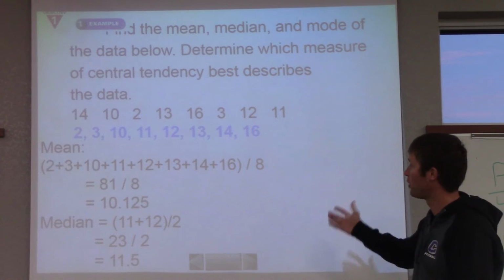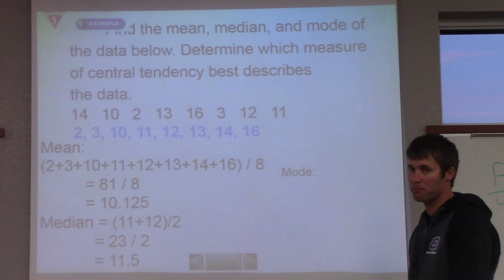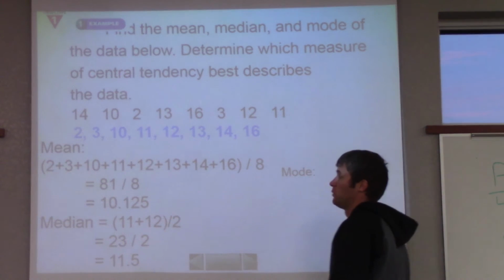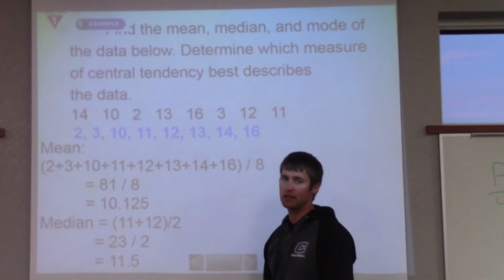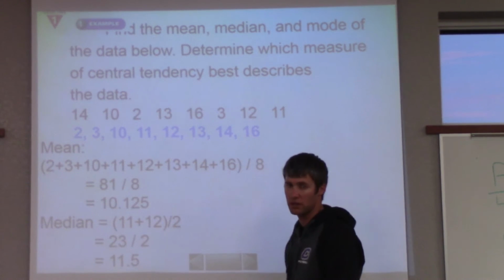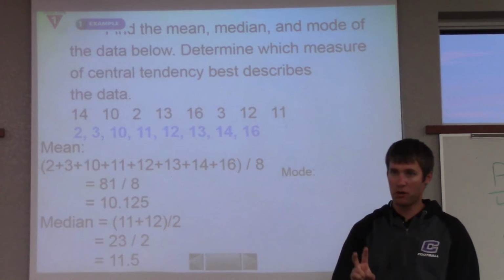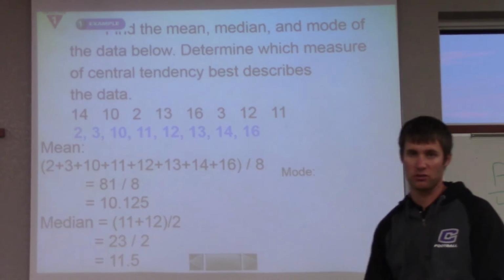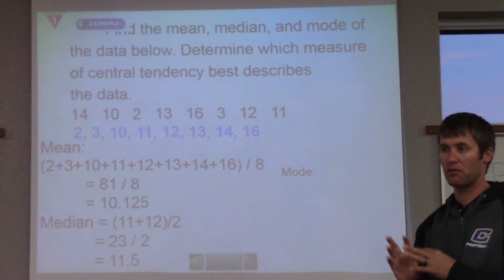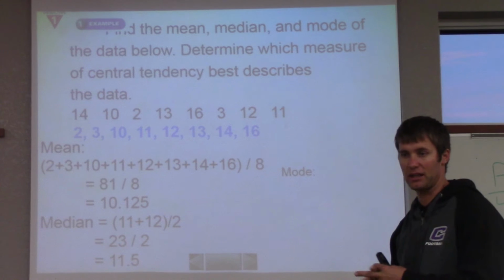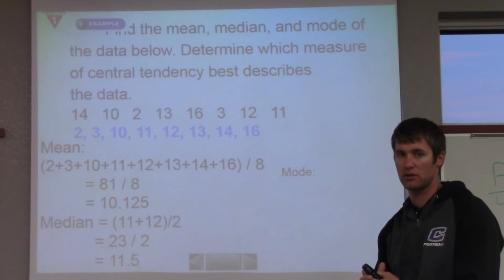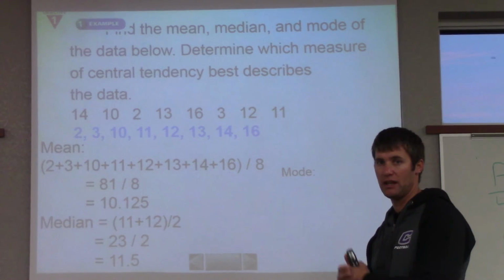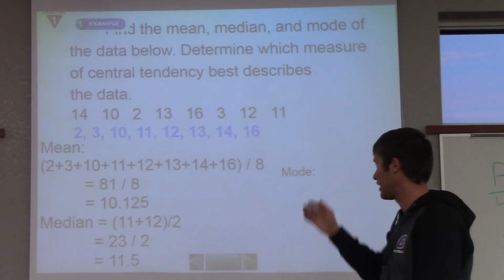Next one is the mode. We want to look at what number occurs most often. Well, there is no number that repeats itself, so there is no mode. We could have two modes. If we have a number that repeats itself, and it's a tie between two different numbers, then we'd state both of those. If it's more than 2, then we'd say no mode.